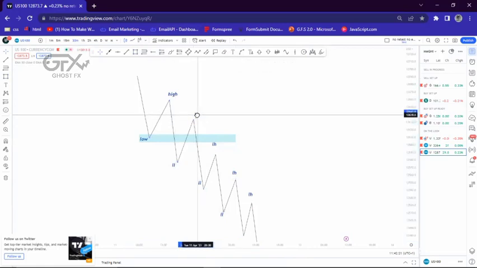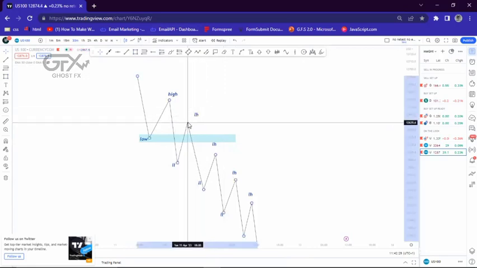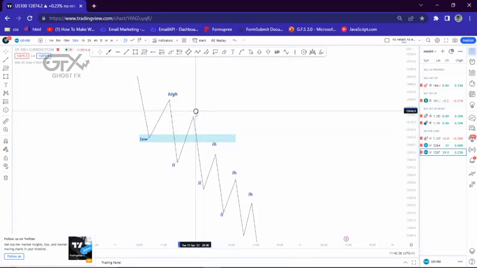We have different types of pullback, guys, but that would be a new topic on its own, which I'm going to make a video on. So we have different types of pullback, so you don't get everything twisted. So we just had a deep pullback here, forming our new high. Now we call this a lower high because it is lower than the previous high. Price breaks the next low.